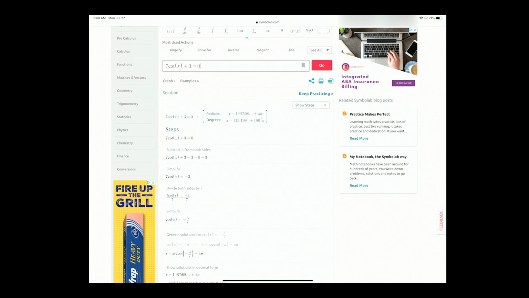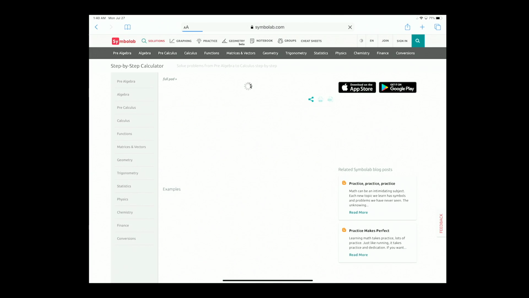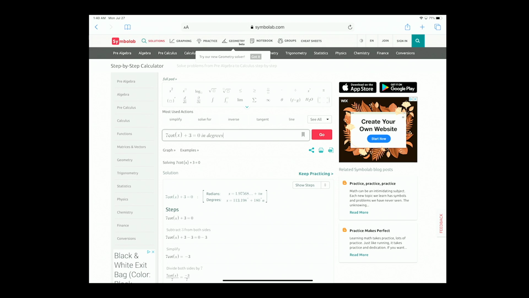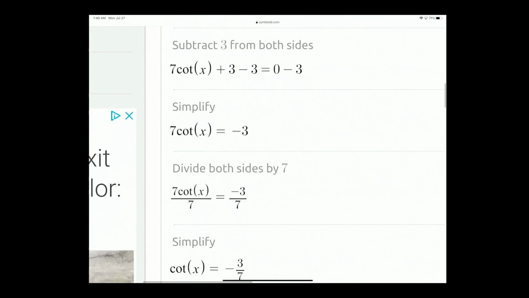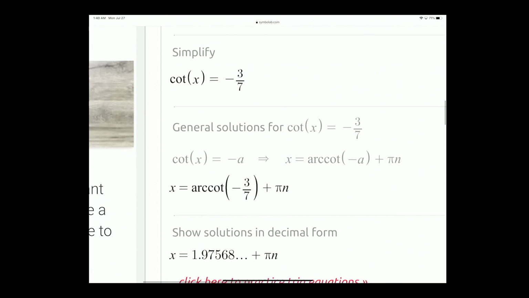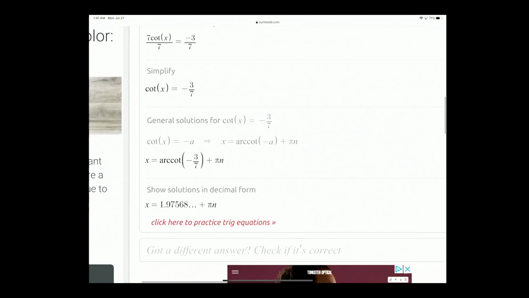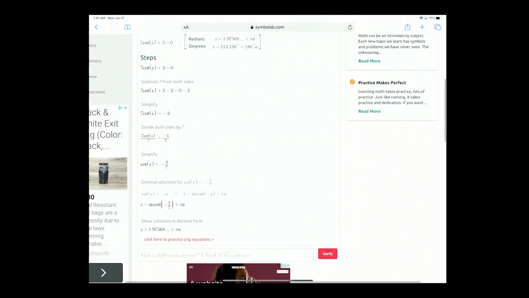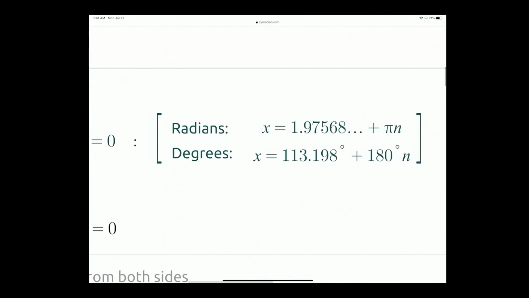Okay, so it solved it. I'm going to say in degrees, see if I can influence that. I don't know if it'll understand that. Maybe. All right, so subtract 3 from both sides. We did that. Divide both sides by 7. We had cotangent x is -3/7. It solved it with arc cotangent. We didn't have an arc cotangent. That's why we used inverse tangent. And they won't give us the answer in degrees. Well, that's sad. I guess they did give us the 113.2.